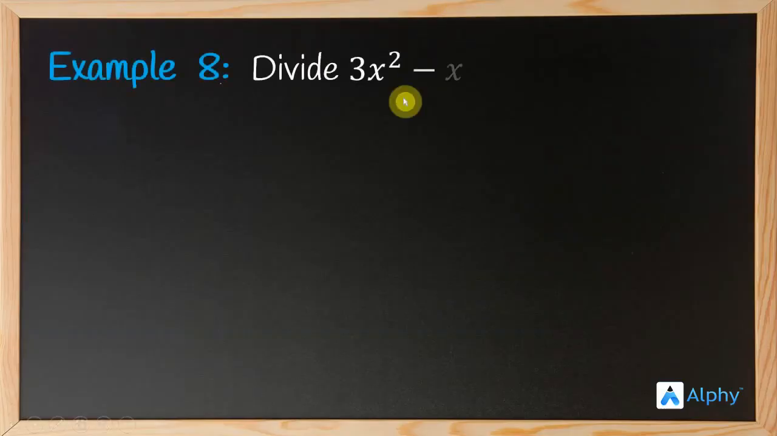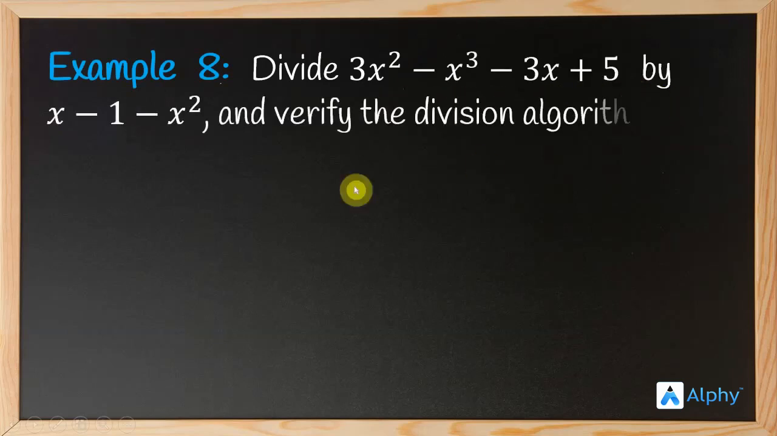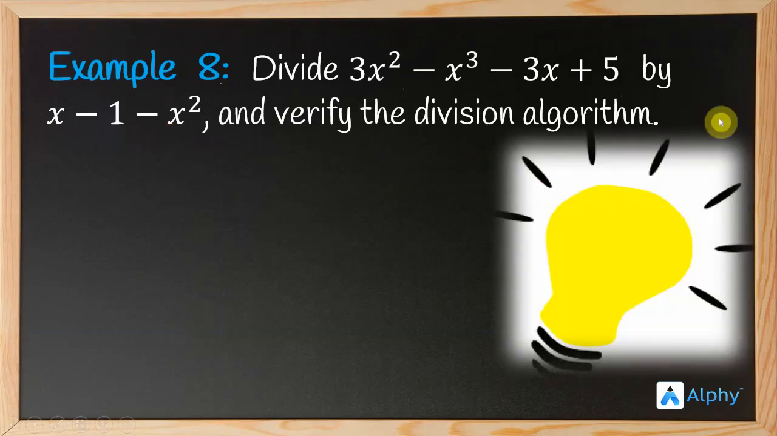Discuss example number 8. Divide 3x² − x³ − 3x + 5 by x − 1 − x² and verify the division algorithm. So first part, we have to divide the polynomial and then you have to verify the division algorithm as well. So the question has two parts.